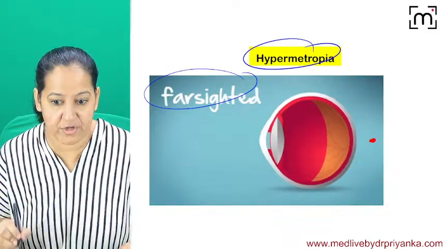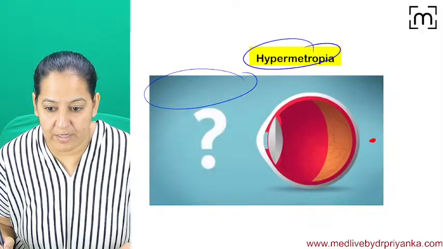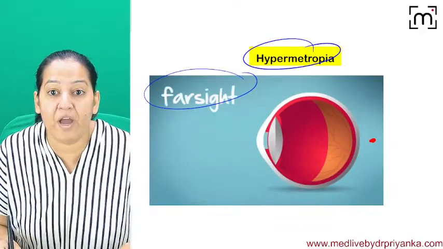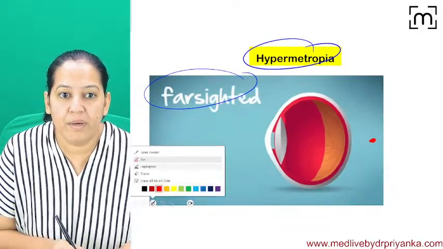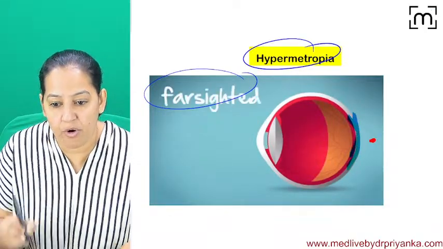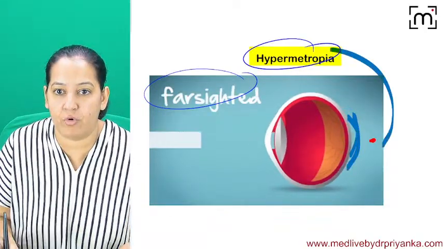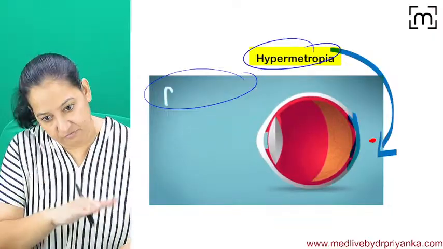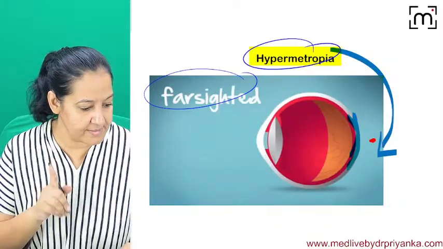Now see this red dot. The focus is on this red dot. The red dot is beyond the retina. So you can appreciate where is the retina? Here is the retina. So the focus is beyond the retina. Hypermetropia. Got it? This is hypermetropia.